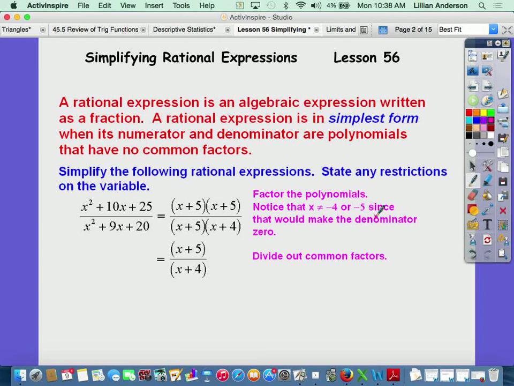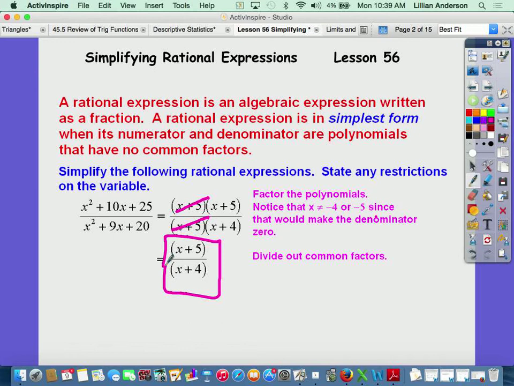Basically, like you heard Quinn say, and a few others say, factor the top. What two numbers multiply to give you 25, add to give you 10? 5 and 5. Factor the bottom. Two numbers that multiply to give you 20, add to give you 9? 5 and 4. If you notice, there's an x plus 5 at the top and an x plus 5 at the bottom, so they cancel out. Whatever you're left with is your final answer. That's how you simplify a rational expression.